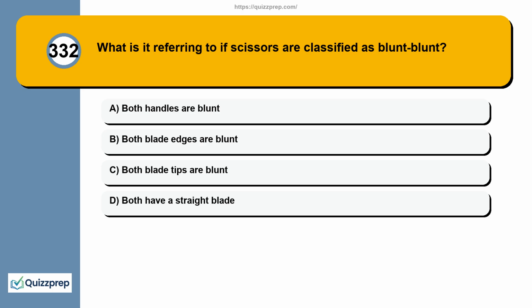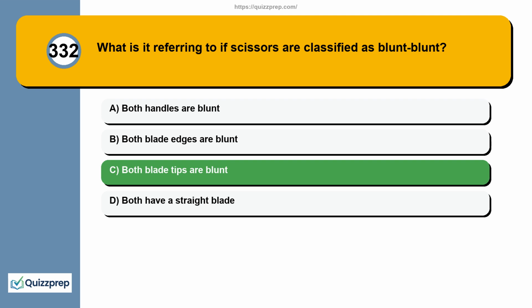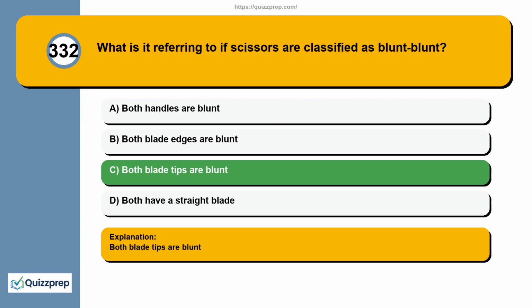Question 332. What is it referring to if scissors are classified as blunt? Option A. Both handles are blunt. Option B. Both blade edges are blunt. Option C. Both blade tips are blunt. Option D. Both have a straight blade. The correct answer is option C. Both blade tips are blunt.